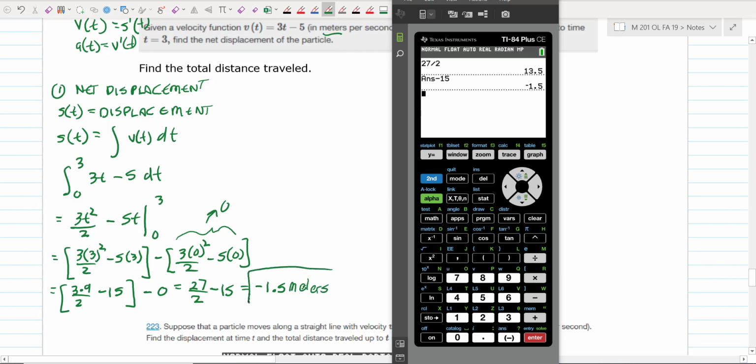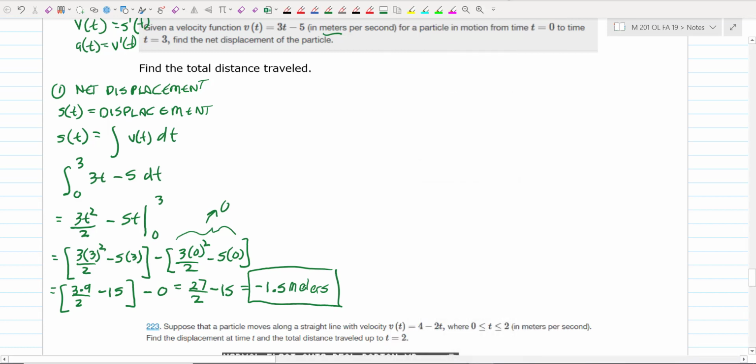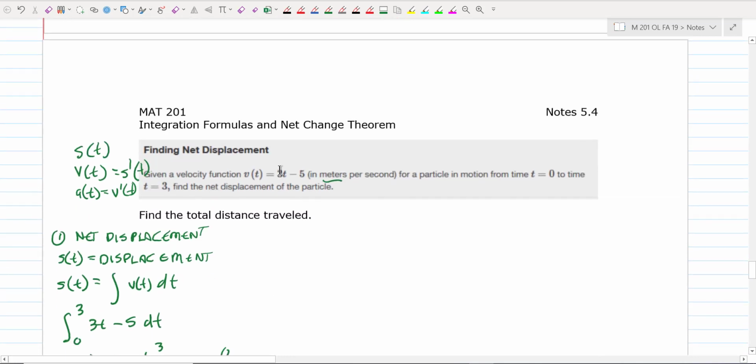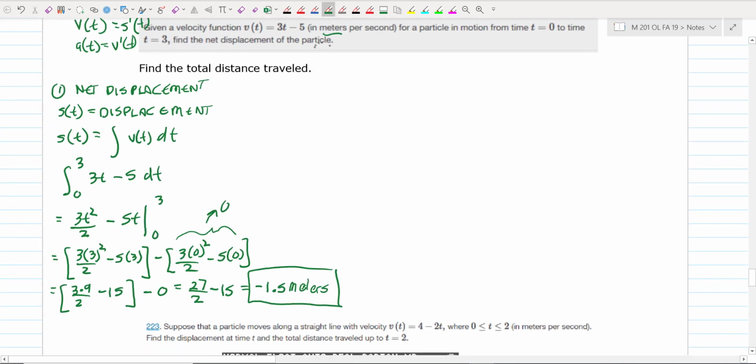So that's the answer. Now, if you go back to the graph on the preceding page, the reason that you got a negative answer is because you can tell by looking that this area here is represented by a negative, and this area here by a positive. There's more of a region below the x-axis than there is above, so that net change ends up being negative. So displacement can be negative, okay, because it has to do with the direction you're going in.